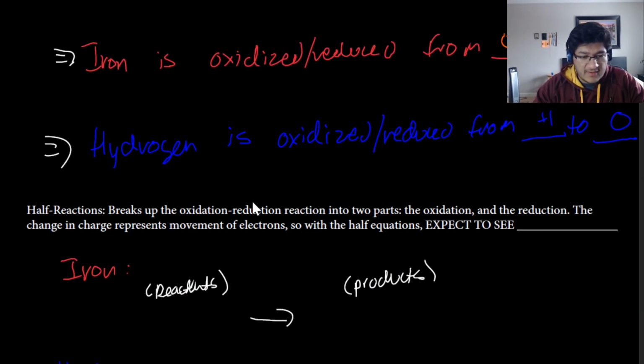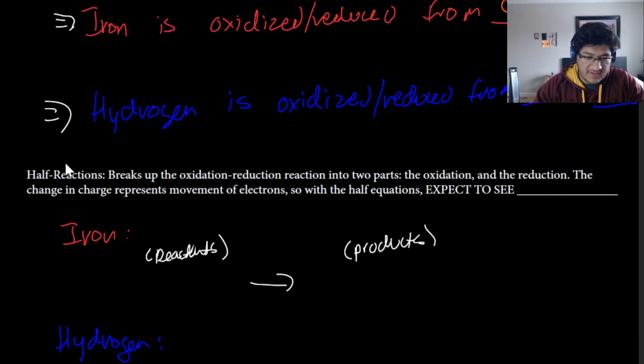So let's move on to half reactions because that's the logical step after this. Half reactions break up the oxidation reduction reaction into 2 parts: the oxidation part of it and the reduction part of it. The change in the charge will represent the movement of electrons. So with the half equations, expect to see electrons.